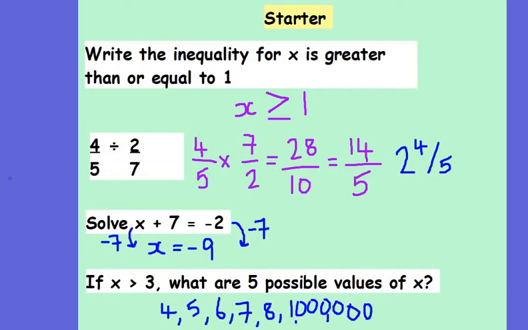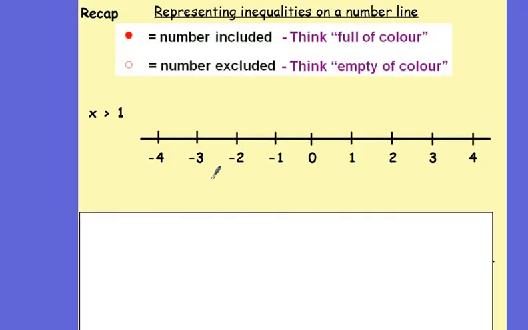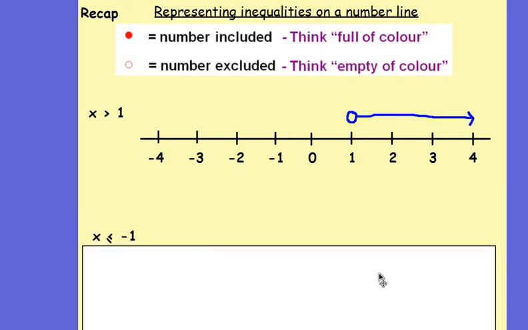Let's head into today's lesson. We're going to start off with a quick recap of representing inequalities on a number line. And I said when we've got a filled in circle, that means that number is included. When we've got an empty circle, that means that number is not included, it's excluded. For example, if I wanted to represent x is greater than 1, I know I'm not including that 1 because I haven't got the equal sign, so I need an empty circle on the 1. I then know x is greater than it, so it could be any of these numbers that are greater than 1, so my arrow points this way.